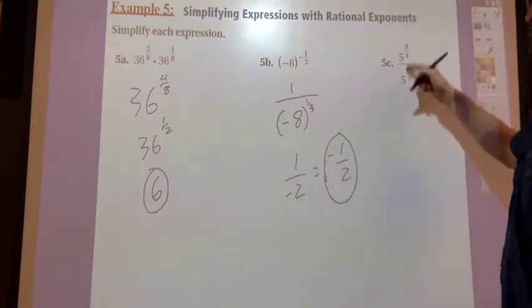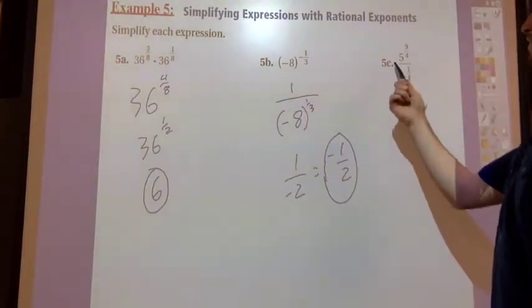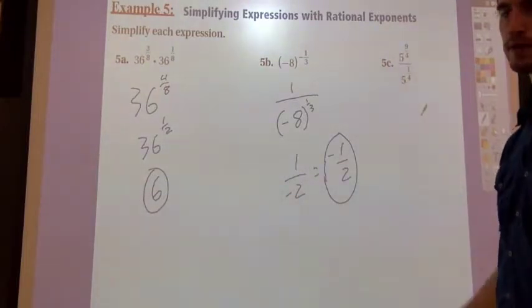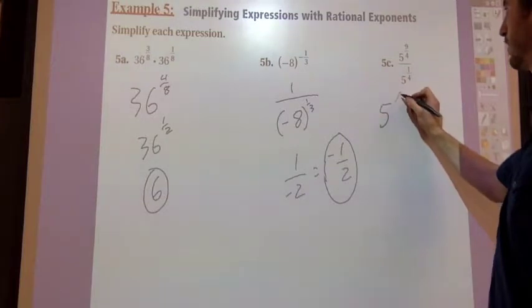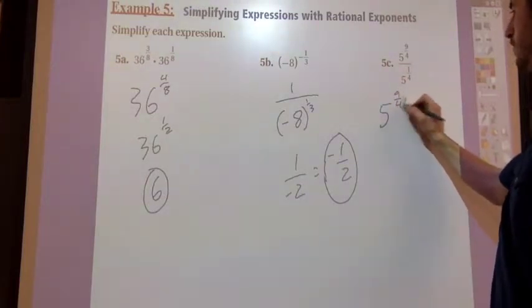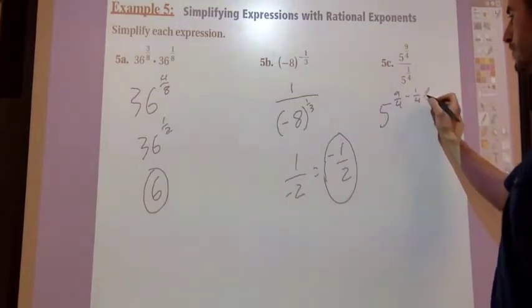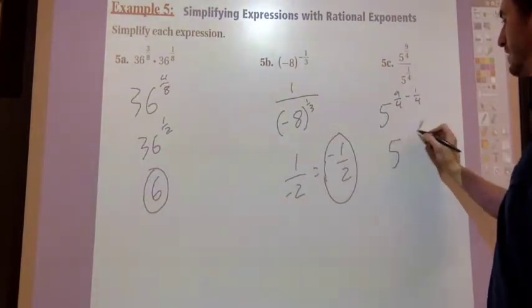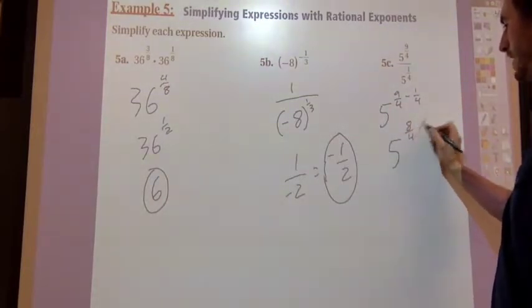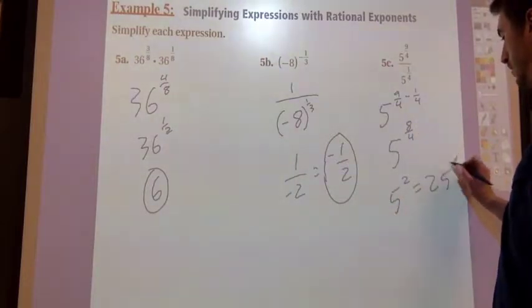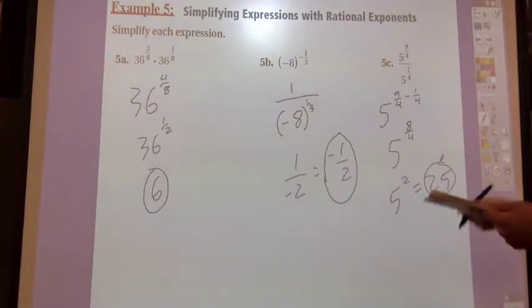Okay? This one, we've got two exponential numbers with the same base being divided, so we subtract them. So we've got 5 raised to the 9/4 minus 1/4. And 9/4 minus 1/4 is 8/4. 8 divided by 4 is 2, so we've got 5 squared, 25 for that one.